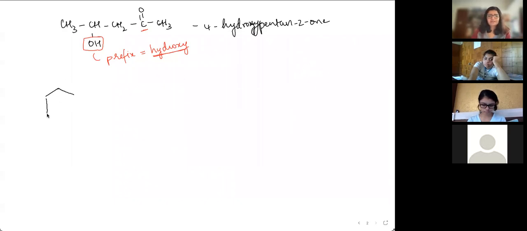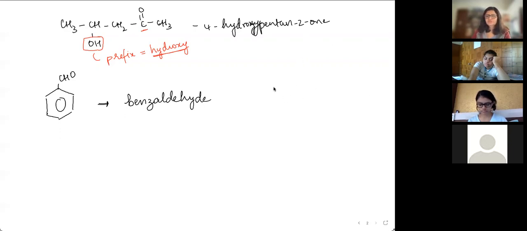Coming to aromatic aldehydes and ketones, this is the simplest aromatic aldehyde. So iska naam kya hoga? It is whatever you are thinking. Benzene plus aldehyde, benzaldehyde. Yeah. So, another case, suppose you have a cyclo group. You have a compound like this.